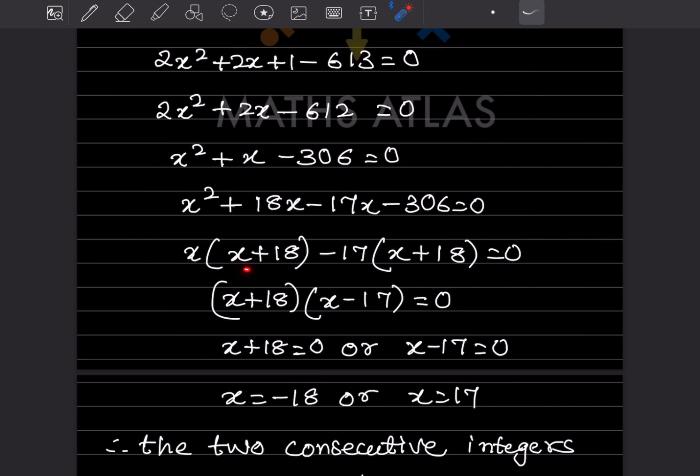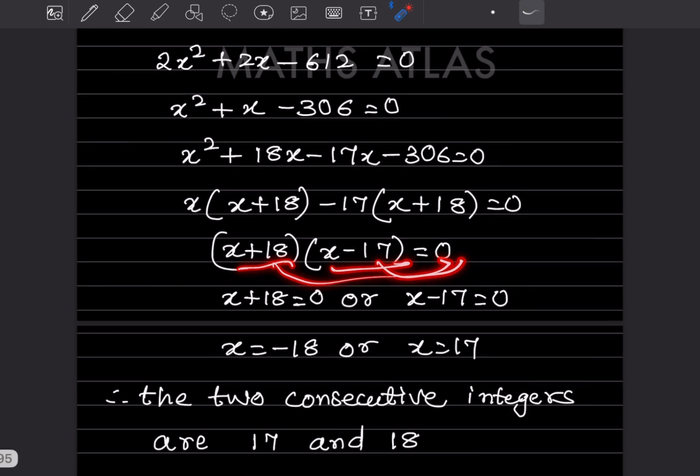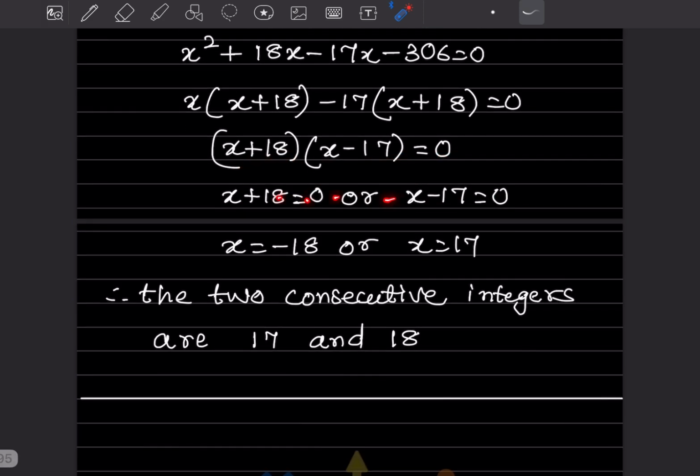Now here what you can see, whenever in this quadratic there's 1, both the brackets should be the same. If you don't get the second one the same, that means you have done some mistake and you have to check it. So both should be the same. So now x plus 18, you are just going to write it only once. Now x minus 17 in the other bracket is equal to 0. So this is equal to 0 or this will be equal to 0. That will be x plus 18 is equal to 0 and x minus 17 is equal to 0. So when you take this on one side, x is going to be minus 18 or x is going to be 17.